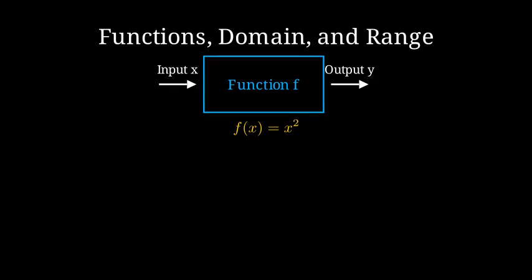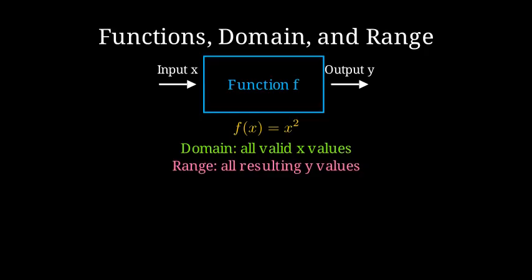Let's display that rule. The domain is the set of all valid inputs. The range is the set of all possible outputs. Let's show the domain and the range. Let's use a small mapping diagram to make this concrete.